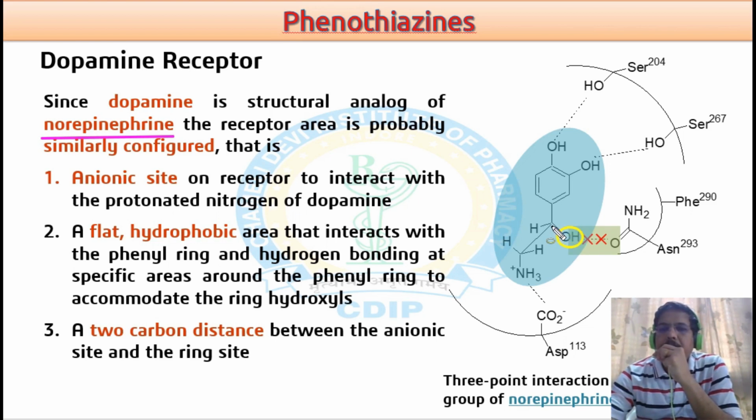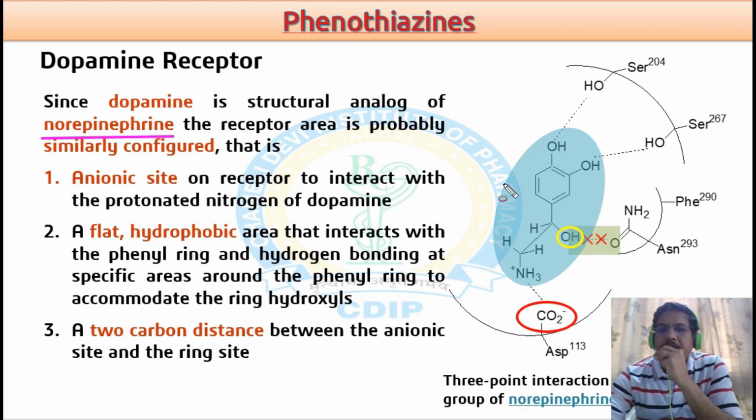It has the only difference that in norepinephrine this carbon bears the hydroxy group, but if you look at dopamine, there is a hydrogen in place of the hydroxy group. So if you check the pattern of how they bind with the receptor, there are definitely hot spots present on the receptor side, that is an anionic area.